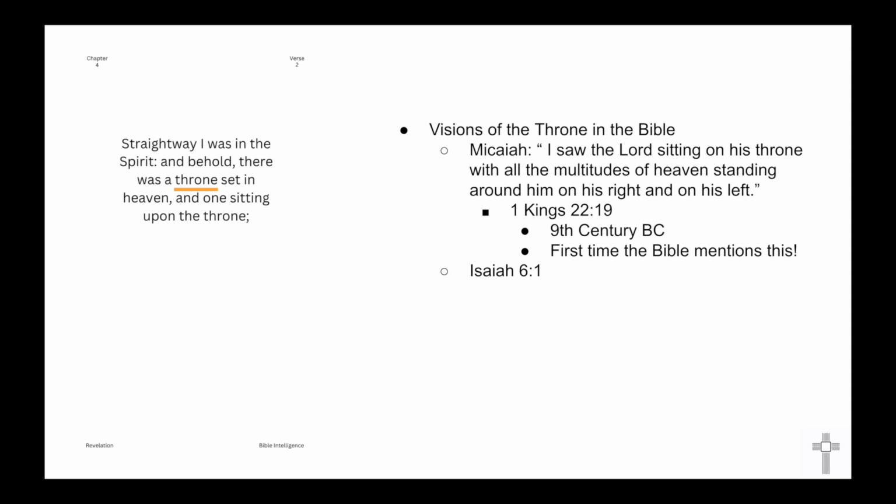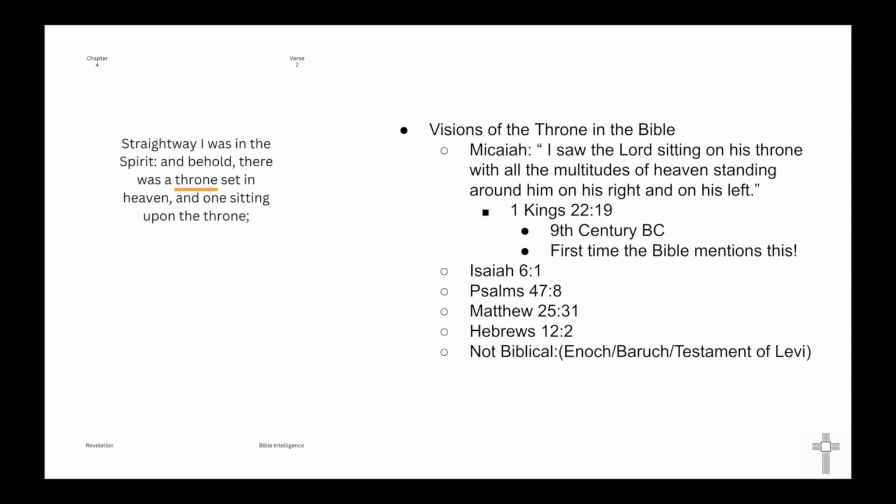There's also Isaiah 6. Isaiah 6, there's so many references on Isaiah 6, but in Psalms 47, Matthew 25, Hebrews 12, and then we're not going to go too much into these books just because they're not biblical, but there is a lot of other religious writing from Enoch, Baruch, the Testaments of Levi, that also talk to this idea of seeing God in his throne in heaven. Now, the throne meaning, I think it's a little bit obvious for us, so we don't have to go into too much time here, this idea of authority, power, responsibility, and judgment.